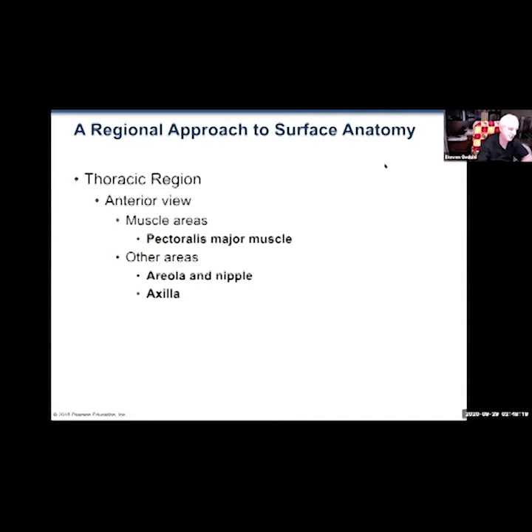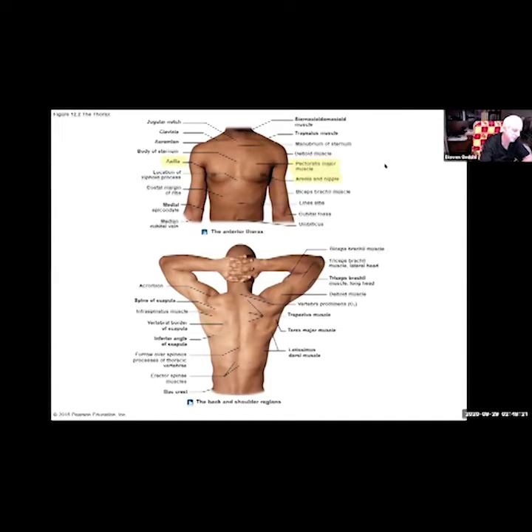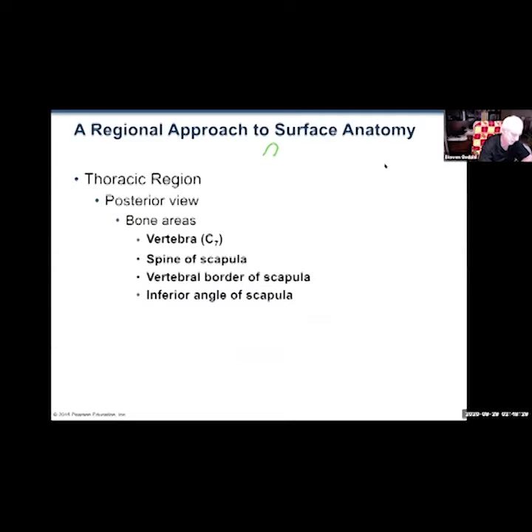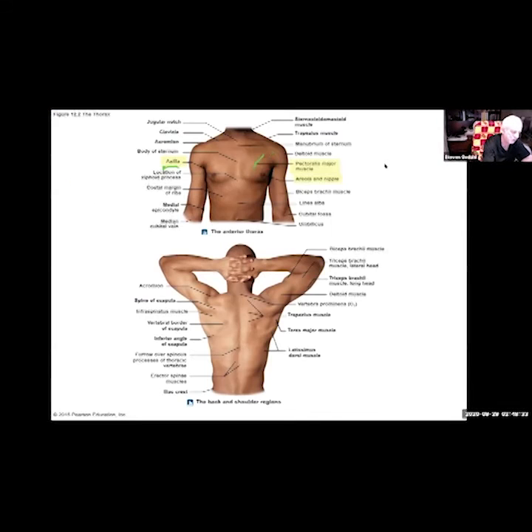Okay, so this is the axilla. This is your armpit right here. That's the axilla. And then the pectoralis major is a muscle right here. And this muscle slings up into here. Whoops, I hit the wrong button. Okay, and it allows the arm to pull back in this direction for adduction. And then you have the areola and the nipple.